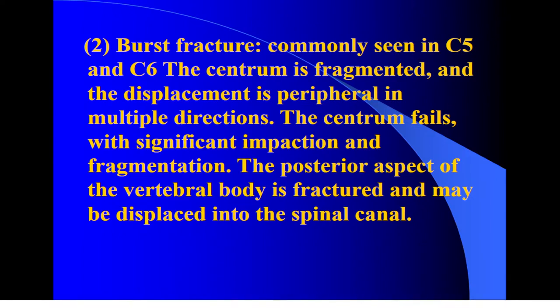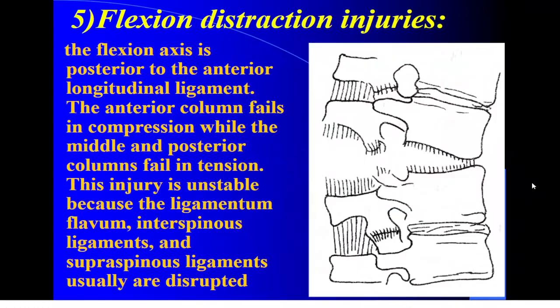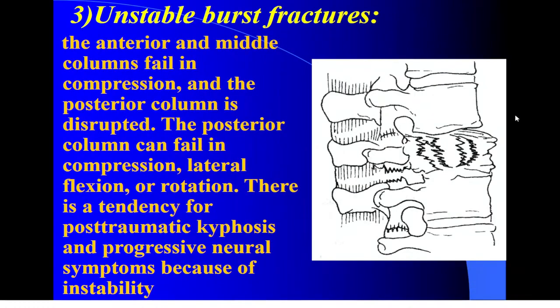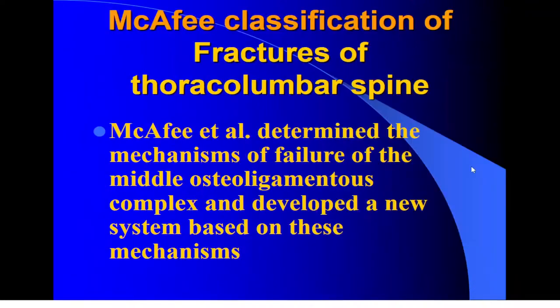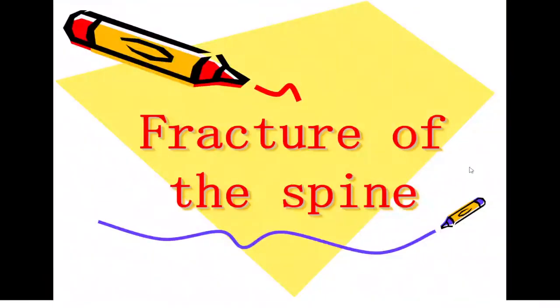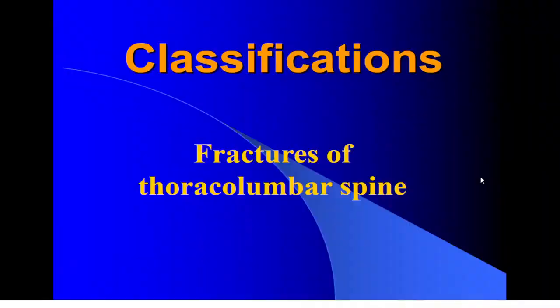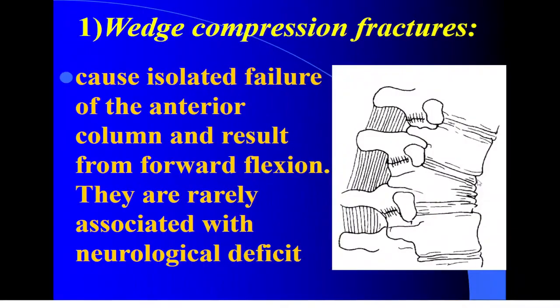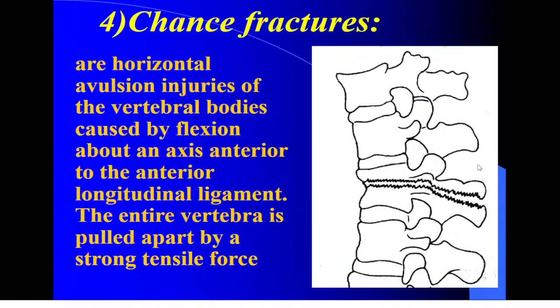So why is it like that? Why are the most commonly damaged vertebrae located at the distal part of the cervical spine, the distal part of the thoracic, and the proximal part of the lumbar?